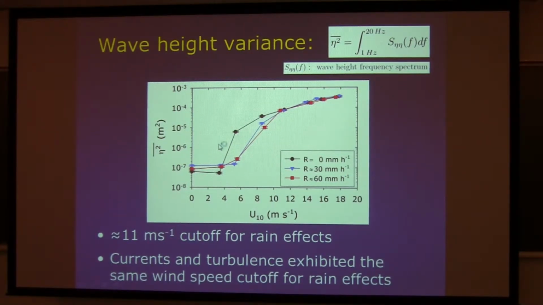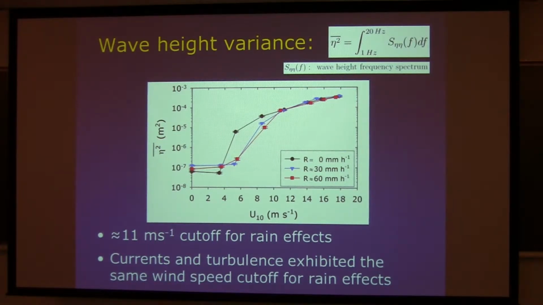And same symbol color as before. And what you see is that at 0 and 4 meters per second, the wave height variance increases with rain rate, as you'd expect. Well, as you'd expect at 0 wind, you're generating waves with the presence of rain. At 4 meters per second, you see the same thing, indicating that the ring waves generated by rain are actually bigger than the wind generated waves.